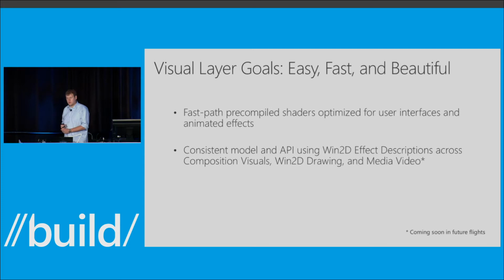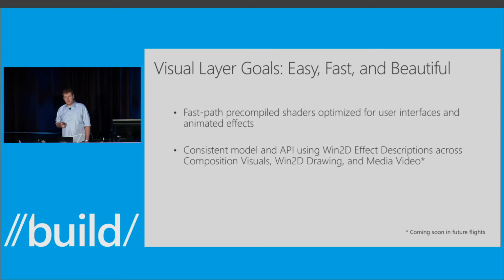So let's start with the goals for the effects system. The first thing is that when it comes to effects, performance is paramount in order to deliver a great user experience. The system has been tuned to deliver real-time effects and real-time blend modes operating at 60 frames per second. Another thing is if you've worked with effects with UI, images, or video in the past, you'll know that there are different ways of describing the same effects depending on which medium you're using. In Windows 10, we're converging on a consistent API where we'll use the Win2D effect descriptions.